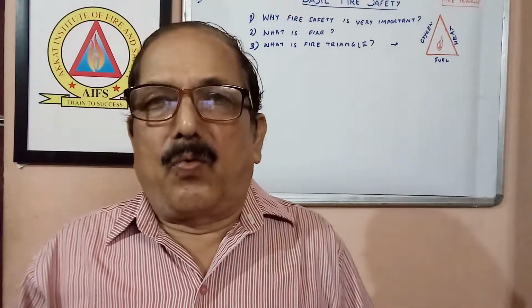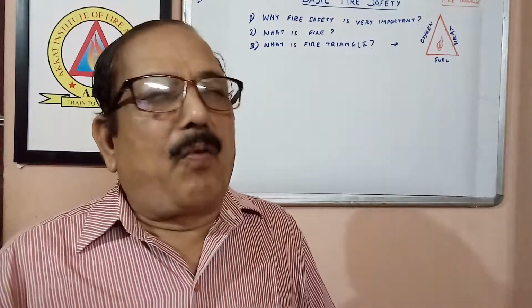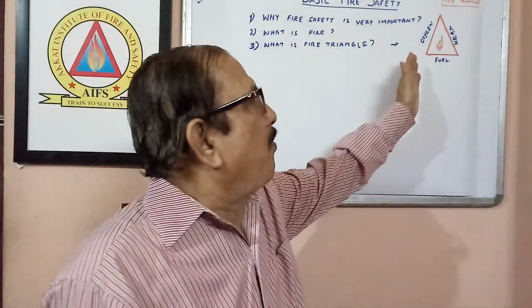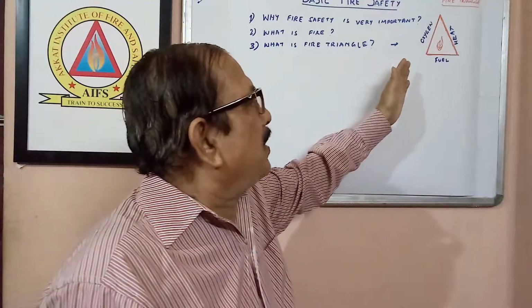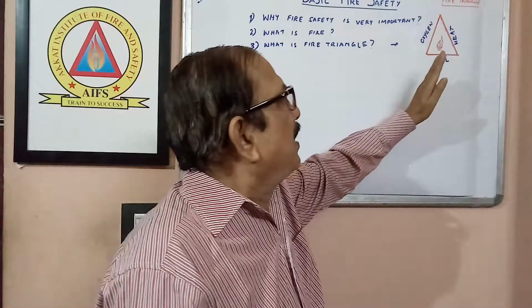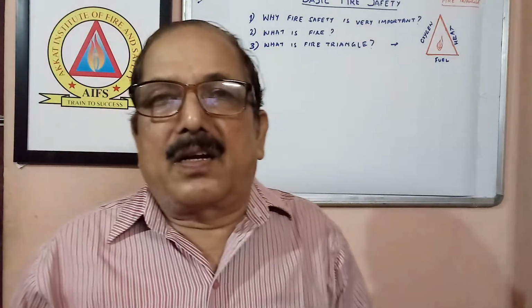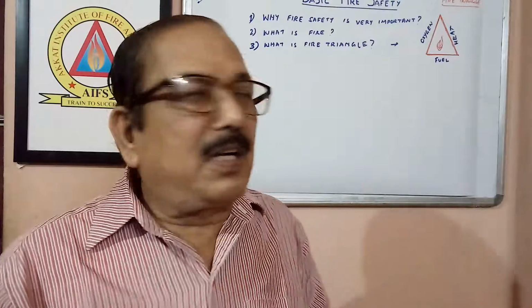Now, today we are going to learn about the fire triangle. What is a fire triangle? Whatever we discussed earlier, we represent in the form of a triangle. One side is oxygen, another side heat, and the other side fuel. All three sides form a triangle, and this is known as the fire triangle. Inside the triangle, there is a fire symbol, where the chain reaction is taking place. This is to easily represent the fire in the form of a triangle so that anybody can remember it.